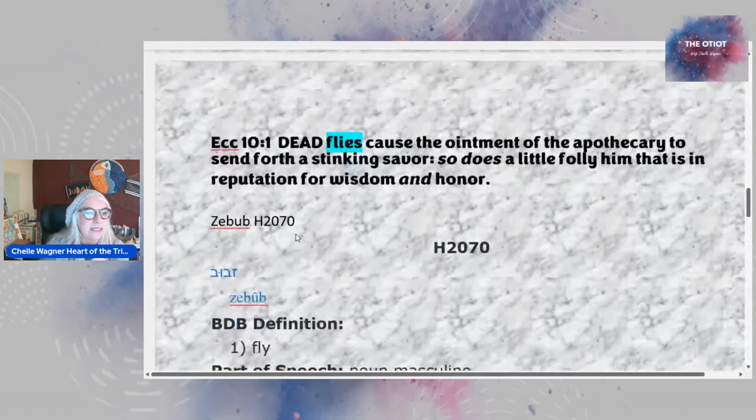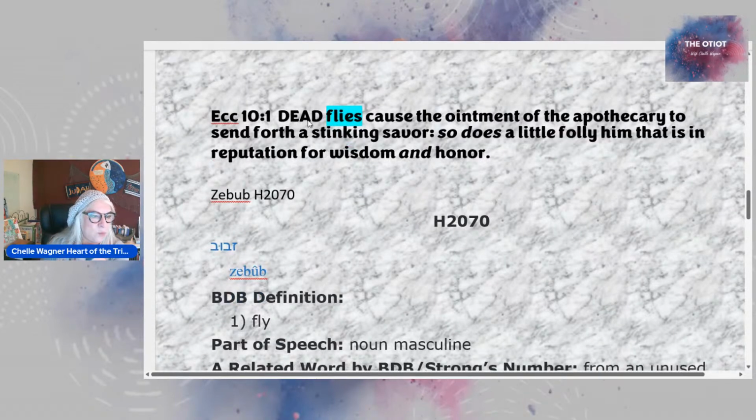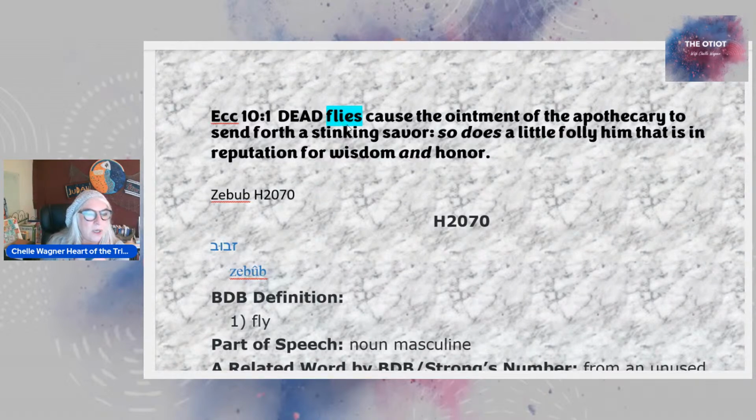Okay, I found it in Ecclesiastes 10:1. Dead flies, dead Zebub, calls the ointment of the apothecary to send forth a stinking savor. So does a little folly him that is in reputation for wisdom and honor. Look at this, though, right? So this Zebub causes the ointment of the apothecary to send forth a stinking savor.